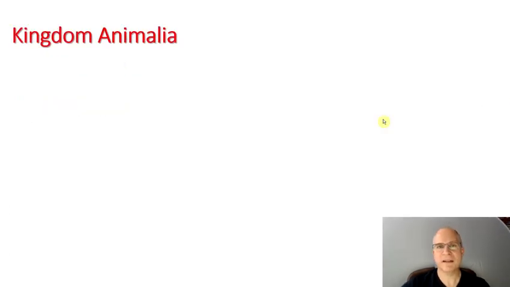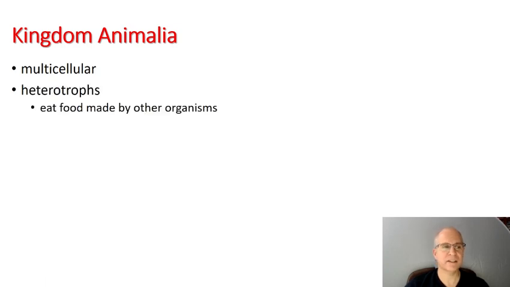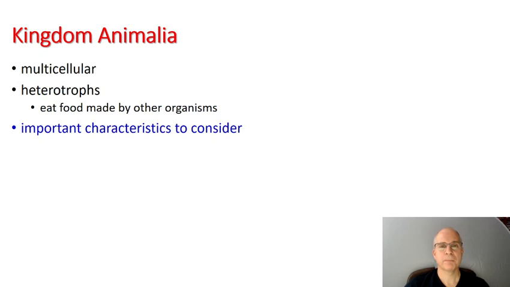All right, but we're going to be spending most of our time today talking about the kingdom Animalia. So the kingdom Animalia are the animals. These are multicellular. They are heterotrophs, so they are not able to make their own food. They have to consume food made by other organisms. And there are some other important characteristics about the animals that we need to be familiar with.